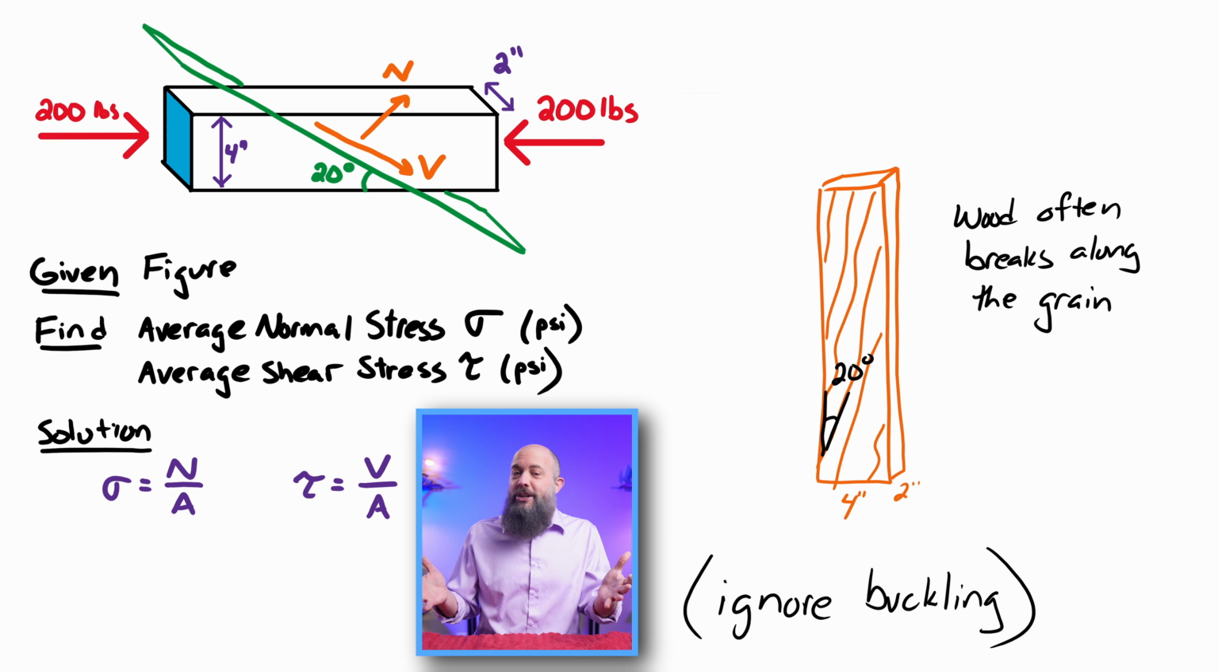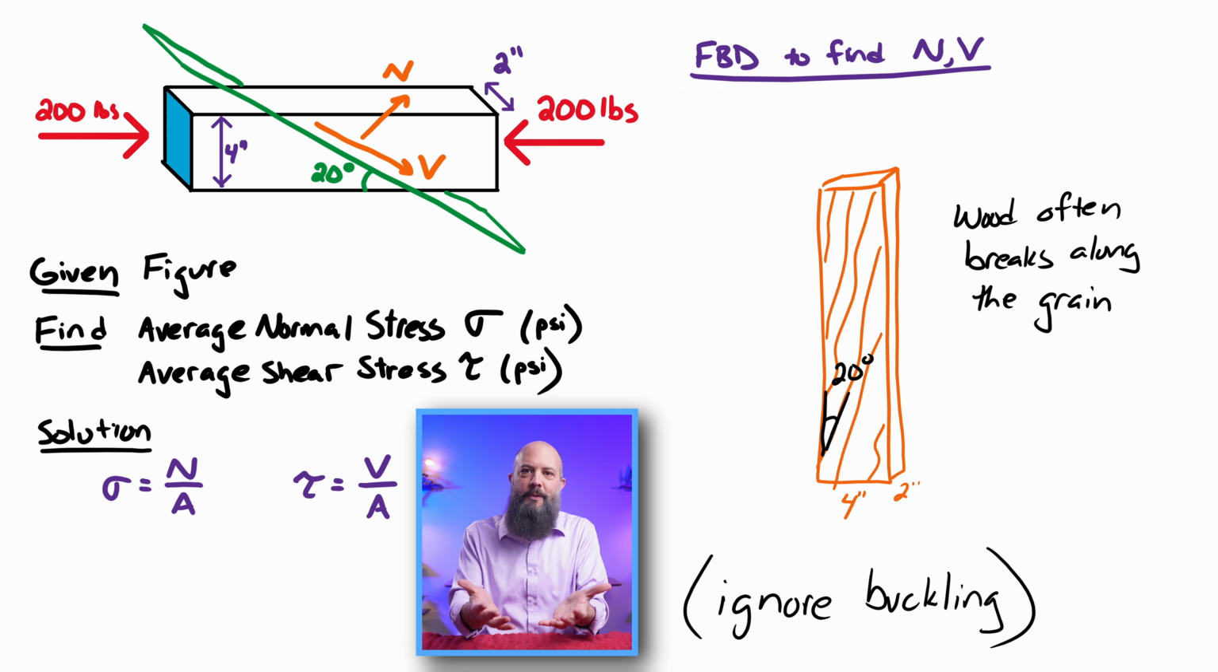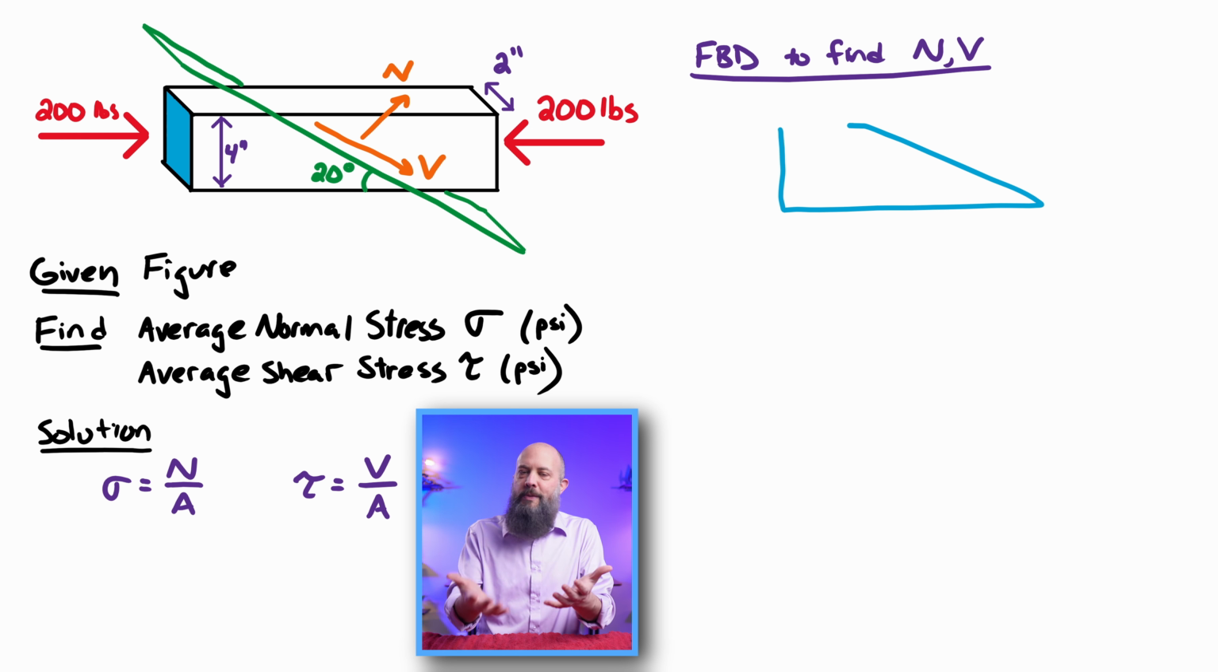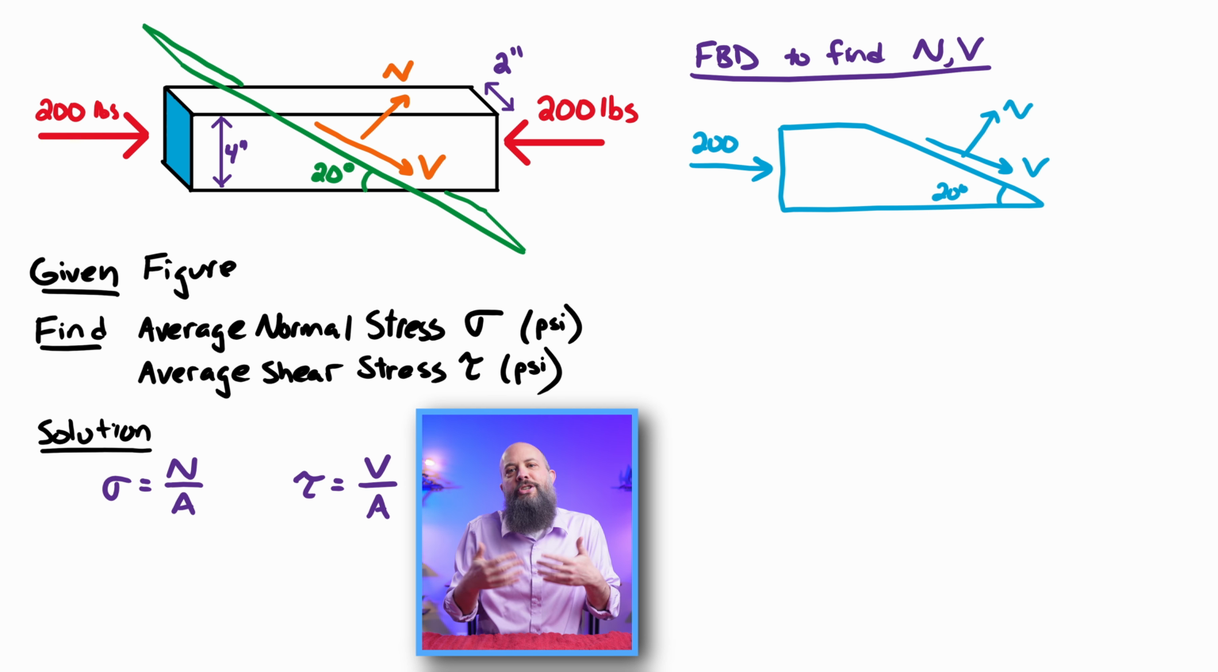But with wood, it usually breaks along the grain. So instead of being interested in normal stress just in the length, the direction of the wood, we're actually interested in normal and shear along the grain, which in this case is a 20-degree angle. So we're going to set up our free body diagram via method of sections where I've cut the wood, instead of perpendicular, along the 20-degree angle. Normal force is still perpendicular to the surface. Shear force is still parallel to the surface.